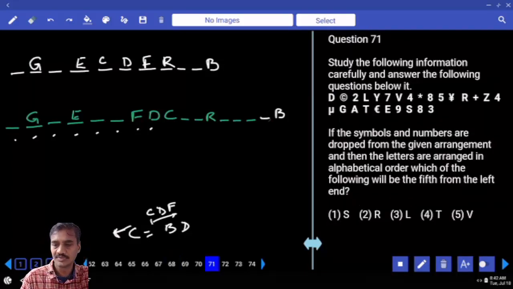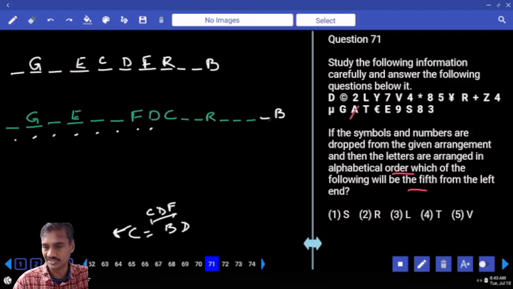Write down these two. Then next one, 71 to 73. Now these are based on sequence. The symbols and numbers are dropped from the given arrangement. Symbols as well as numbers are dropped and finally we will be left with only the letters. Then letters are arranged in alphabetical order. Which of the following is fifth from the left? Now if the letters are arranged in alphabetical order, then we need to find out the 5th letter in the order. Tell me what is the 5th letter we have.